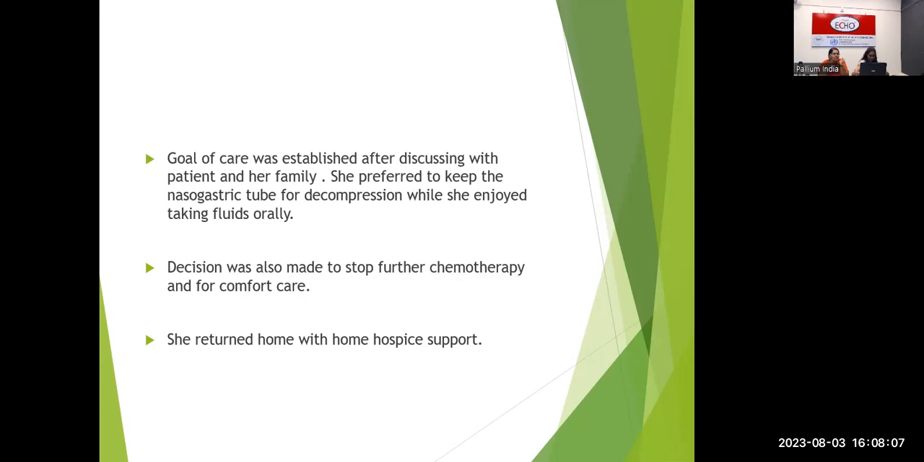You should always take the patient's decision. You should respect the patient's decision. The patient just wants comfort care. She's not willing to undergo any surgery or TPN or any other kind of things. She just wants to be comfortable. She needs to be pain free. So when that decision was made, we went ahead with giving her comfort care and she returned home with home hospice support.